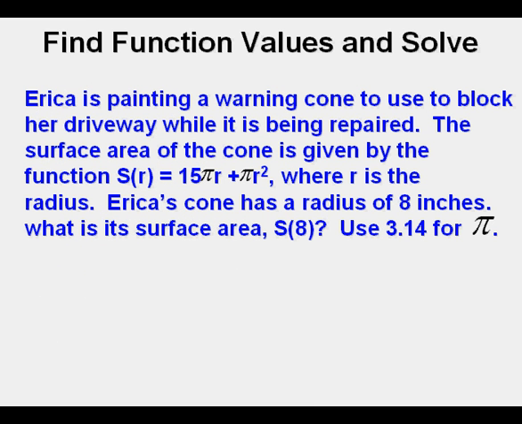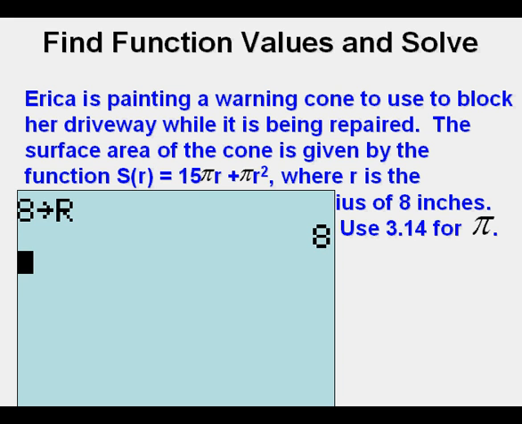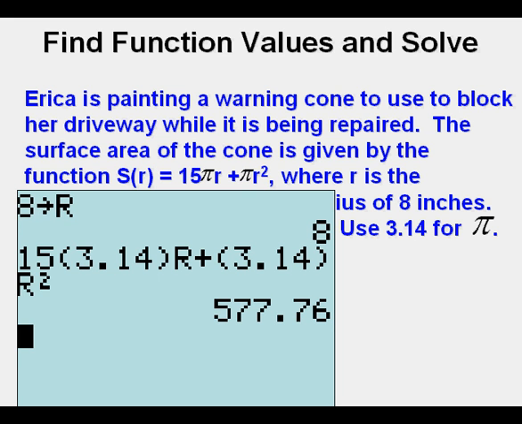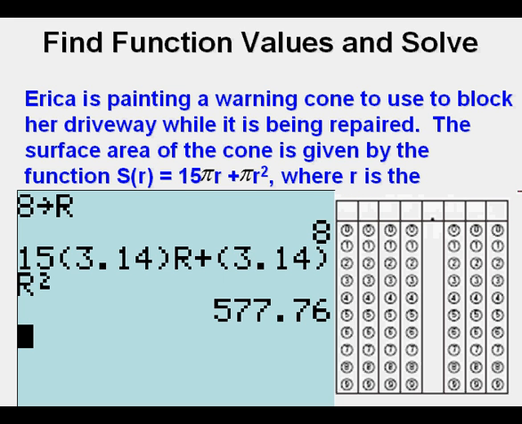Now we have this problem. Erica's painting a warning cone, and so we have this. It looks complicated with the pies and all that. But all we need to do is substitute in 8 for R and just type this in. We get 577.76. So here we have our griddable answer space. So we just write it in here and then make sure we bubble in below. So we have that right.